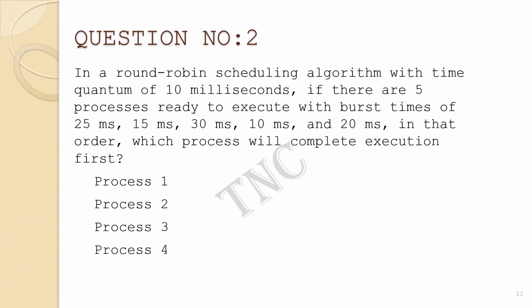Question number 2. In a round-robin scheduling algorithm with a time quantum of 10 milliseconds, there are 5 processes ready to execute with burst times of 25 milliseconds, 15 milliseconds, 30 milliseconds, 10 milliseconds, and 20 milliseconds, in that order. Which process will complete execution first? Can you have a guess? Remember that a quantum of 10 milliseconds is given. So which will execute first? Yes, you are right. The option is C. Process 4 will execute first.